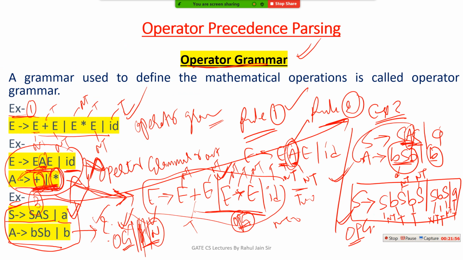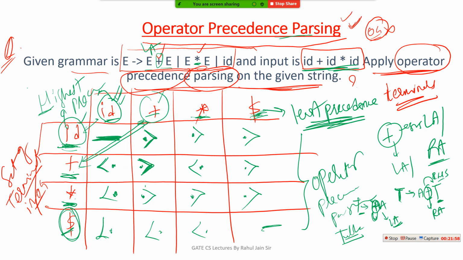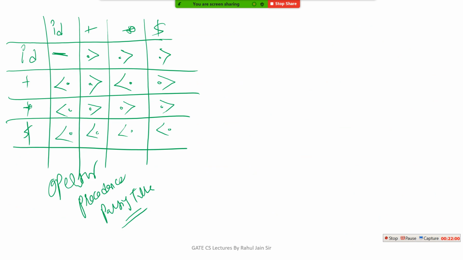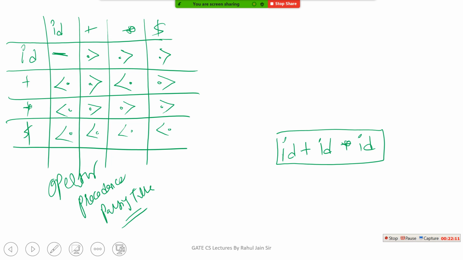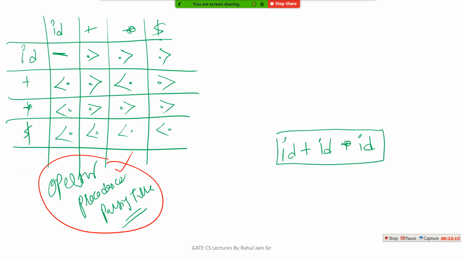Now the main question arises: we have the input string ID plus ID multiplication with ID, and we need to apply parsing on it. My input string is ID plus ID multiplication with ID. Now with the help of this operator precedence parsing table, I will construct the parse tree on it. How will I construct the parse tree on it?